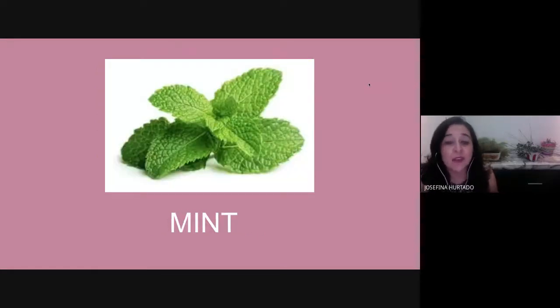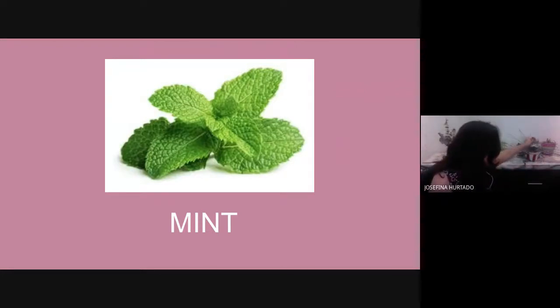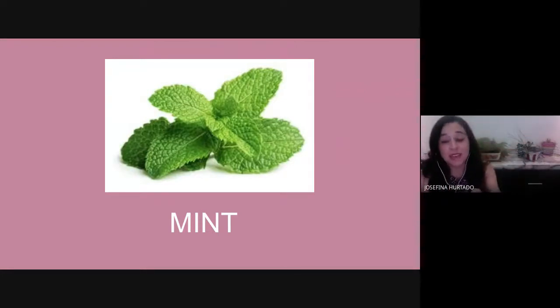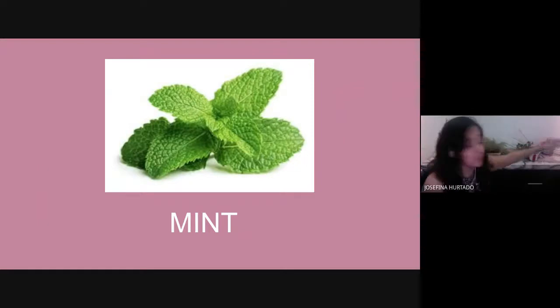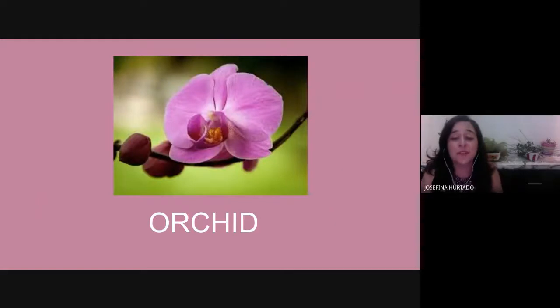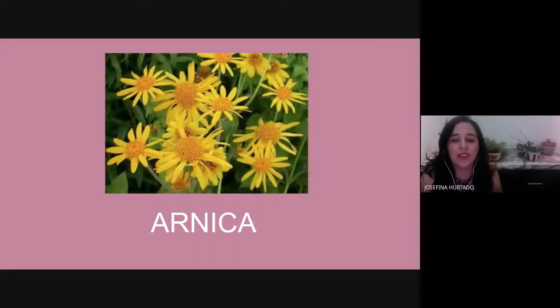Great. What about this? Mint, like the one that I just showed you. It's a medicinal plant, but some people use it also as an ornamental plant. So maybe this plant also has two purposes: to be an ornamental plant and a medicinal plant. Perfect. What about orchids? Orchids are used to decorate rooms, and gardens too. So this is an ornamental plant.